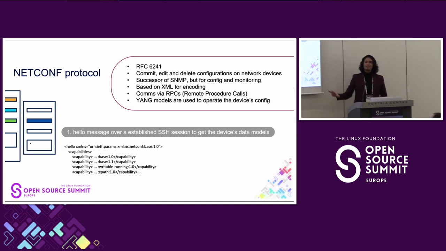How does this waltz go? This is a very simplified version of it, but it's just for you to have the idea. First of all, I create my SSH session with, I don't know, my Nokia box. Perfect, that's it. Now I have this SSH session. Then this box is going to send me a hello message. I have here a very small example. This hello message will contain all the capabilities, that means all the things that my Nokia box can do, which means all the models that are built in my device.